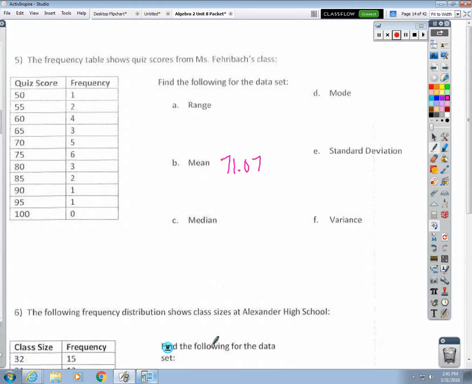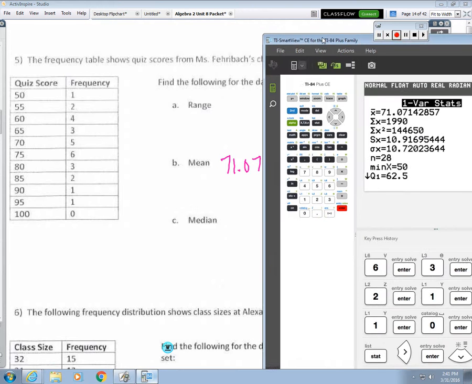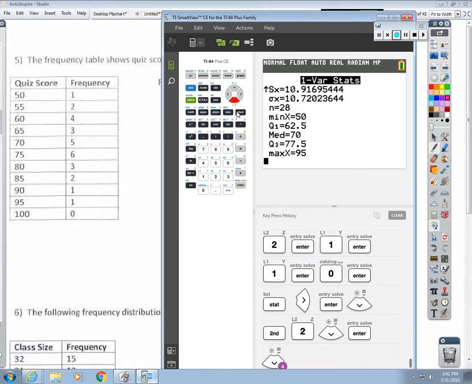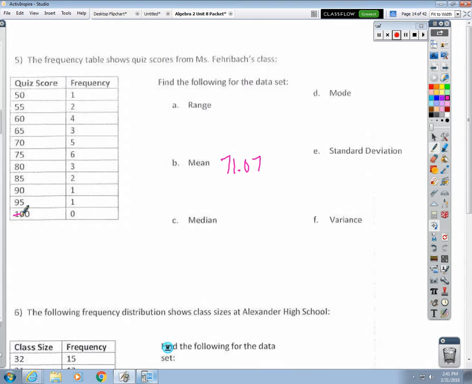Okay, the range, how do you calculate range? Highest minus lowest. What is the highest score? 95. What's the lowest? Nobody made a 100 though, so that's kind of tricky. Nobody made that, so really you could have ignored that from the beginning and not even put it in the calculator. Okay, so the highest was a 95, the lowest was a 50, so that gives you a range of 95 and 50, so 45.